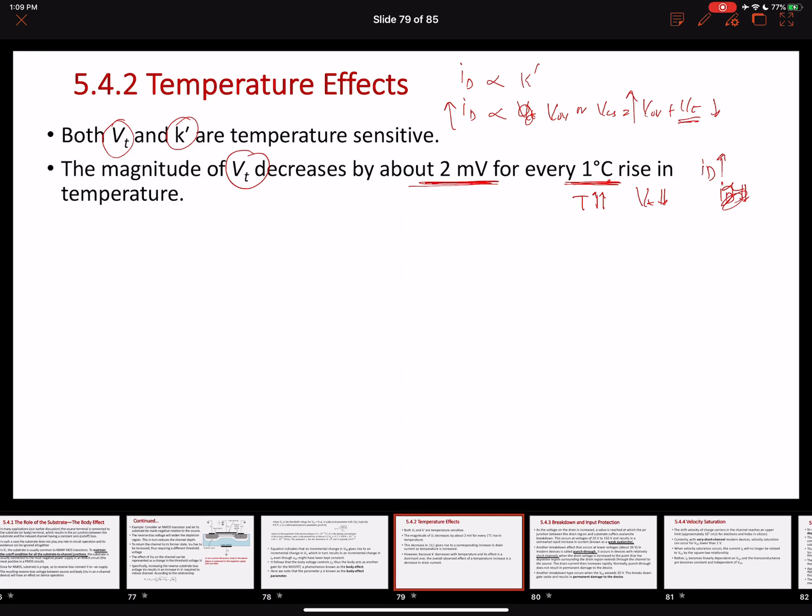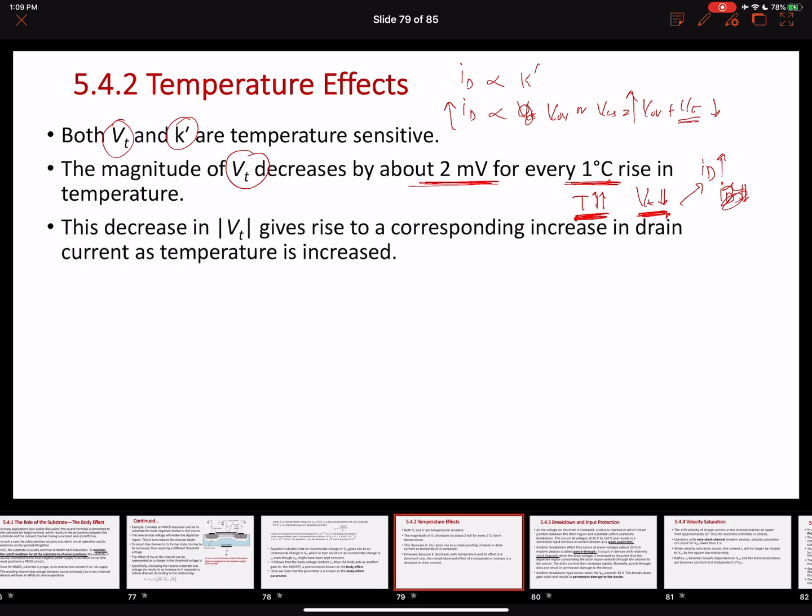Right? So if by increasing the temperature the threshold value is decreasing, this means that if we have the same gate to source voltage, the effective voltage beyond the threshold voltage will be more now. This will increase the depth of the channel, the conductivity of the channel, and in turn the drain current. So we see the effect of the temperature on the threshold value and the operation of the device.